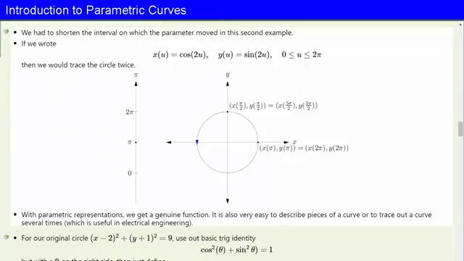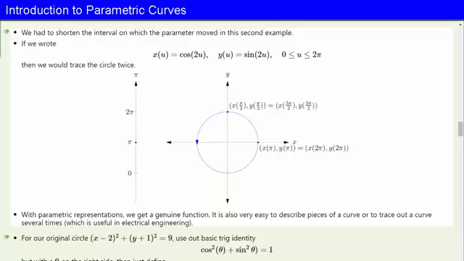Notice that we had to shorten the interval on which the parameter moved in the second example. What would have happened if we had missed this and written x of u equals cos 2u, y of u equals sine 2u, and u ranges from 0 to 2 pi? Well, you just trace the circle twice. And that is the beauty of parametric representations.